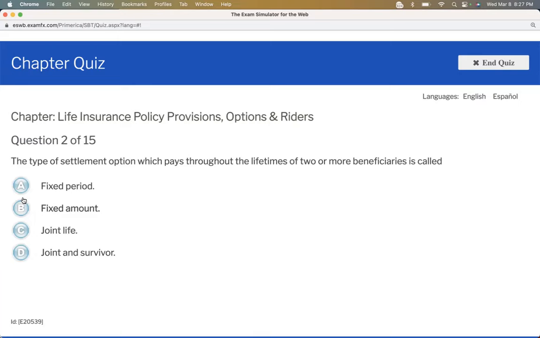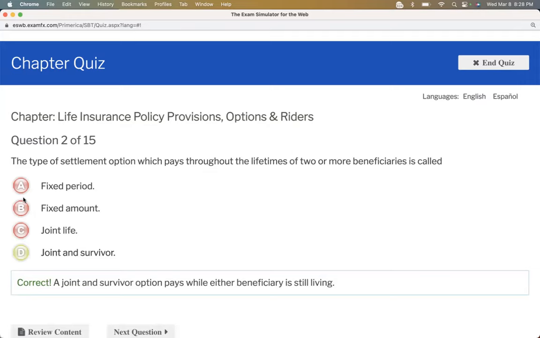The type of settlement option which pays throughout the life of two or more beneficiaries is called what? Would that be joint life? See? Joint life pays two or more, but it pays throughout the lifetime of the two. So this is going to be joint and survivor. So you were close.